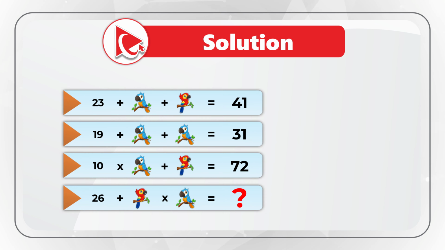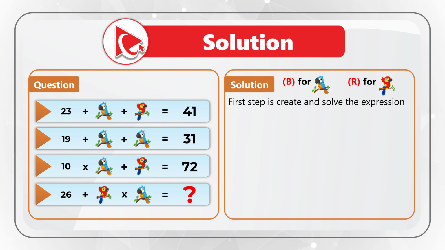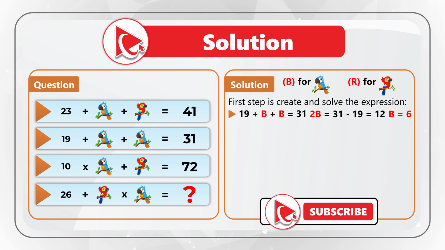For simplicity, let's create variables. We will use B for blue parrot and we will use R for red parrot. So the first step here is to create and solve an expression. And the easiest one to solve is the second expression with 1 blue parrot. 19 plus B equals 31, which means that B equals 31 minus 19, which equals 12. Once we solve it, we see that B, blue parrot, equals 6.